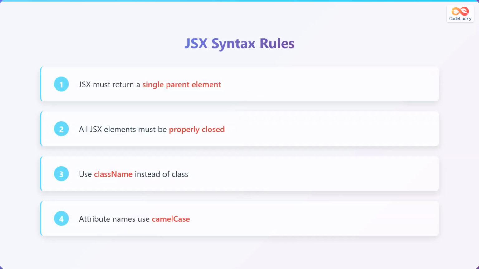When writing JSX, keep in mind these essential syntax rules. First, JSX must return a single parent element. Second, all JSX elements must be properly closed. Third, use className instead of class for applying CSS classes. Fourth, attribute names should use camel case.